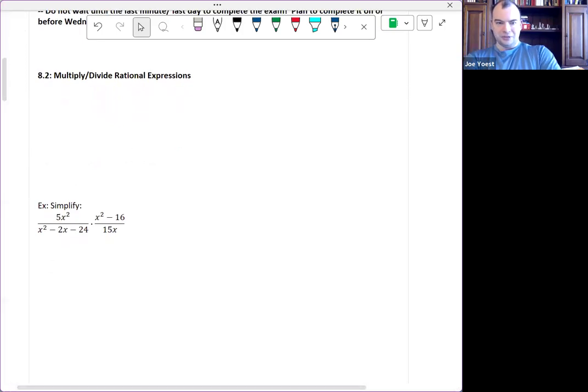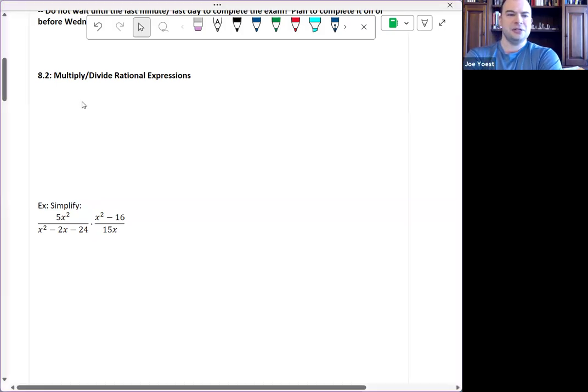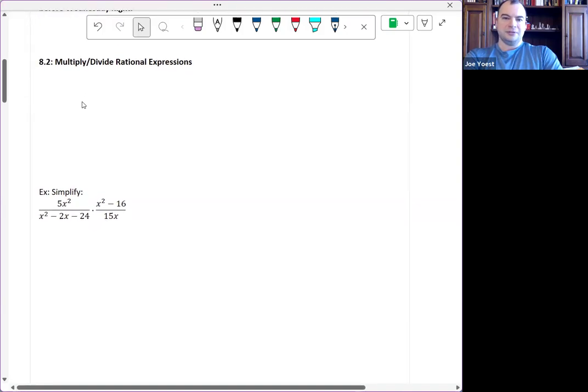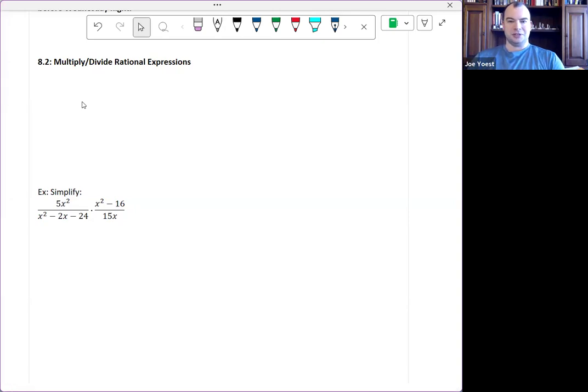Okay, so moving on to 8.2. We're looking at multiplying and dividing rational expressions. And we remember that, in some loose manner of speaking, the simplest rational expression we can deal with is just a ratio of two integers, 1/2 or 2/3 or something like that. That's technically a monomial over a monomial, just the degree zero monomial divided by a degree zero monomial. So let's look at an example.